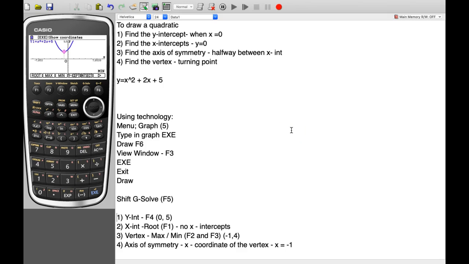And we'll have another video on how you'd actually draw the graph. Okay? But now you know how to get everything off the calculator. To draw the graph, all you'd have to do is plot the y-intercepts, plot the x-intercepts if you have them, draw in the axis of symmetry with the vertex, and then join the dots. But again, we'll have another video on that.